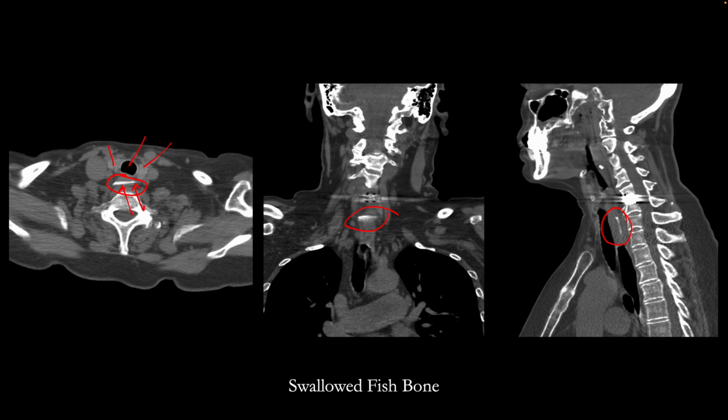This was a swallowed fish bone that got stuck, and CT localized it, and we were able to evaluate the position, the size of it, to tell the gastroenterologist. They went in through the scope and they removed it.